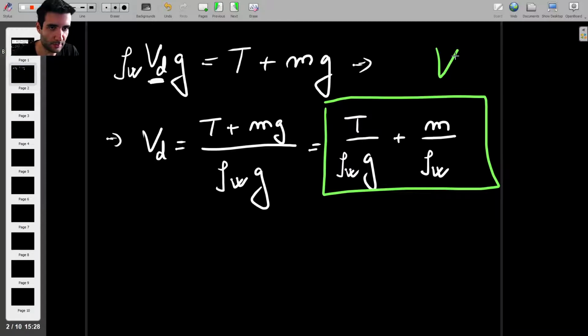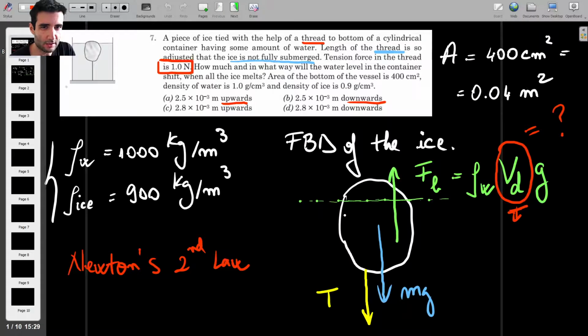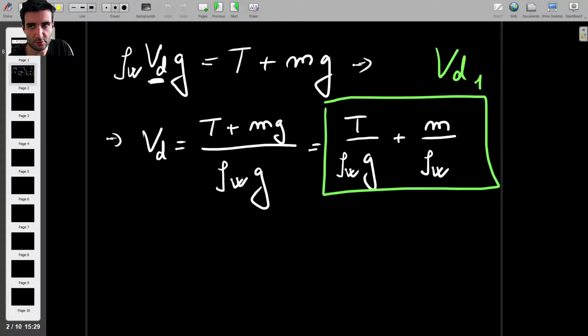So this is a displaced volume. Let's call this the displaced volume 1. So that's the displaced volume of the water while the ice is in the tank, right? Before the ice melts. So we don't really know everything here because we don't know how heavy the ice is. So in other words, we don't know this M, right?